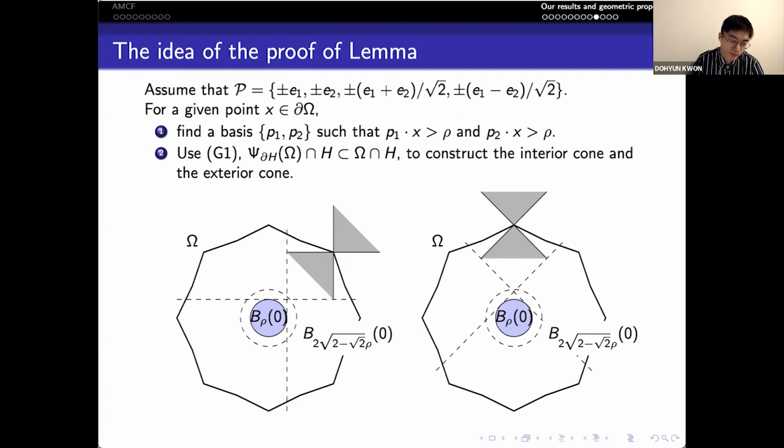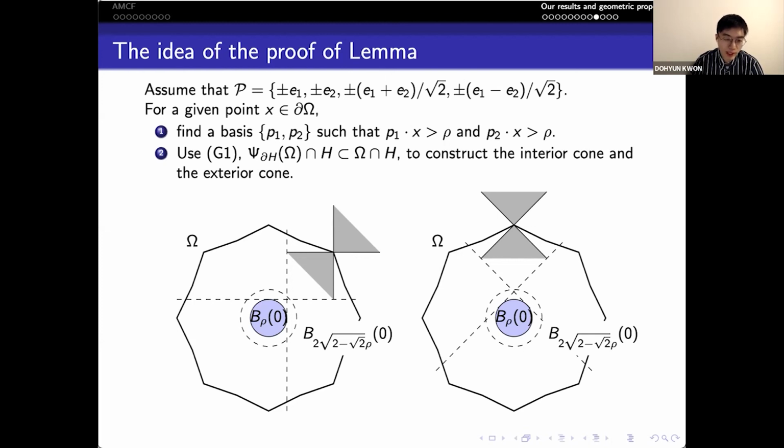Then using G1, we can show that all the gray part here, so these are the cones I mentioned earlier, should be, first of all, the interior cone should be included in omega, and then the exterior cone should be included in the complement of the boundary of omega. So this is the main idea. And you may notice that in this proof, we need enough directions. So P should be big enough.